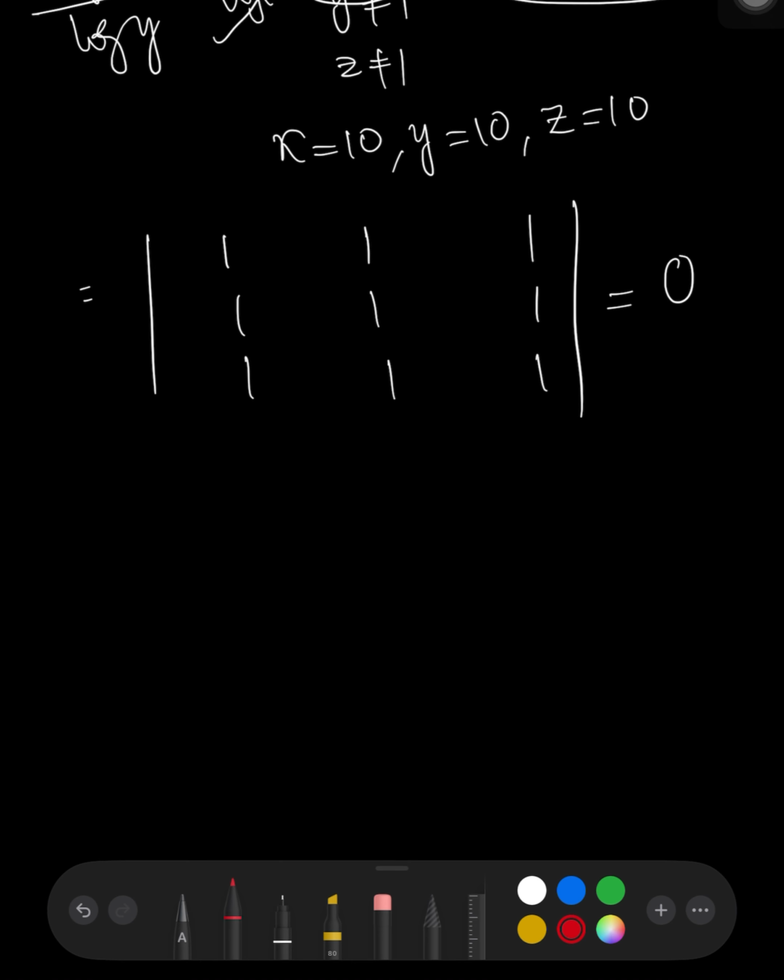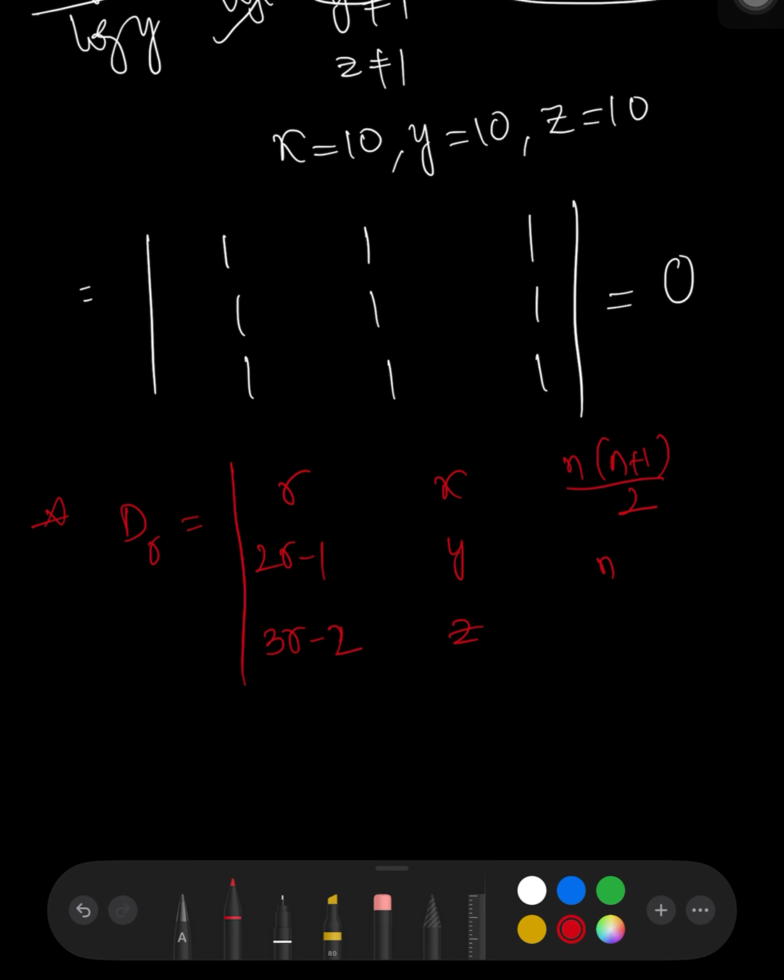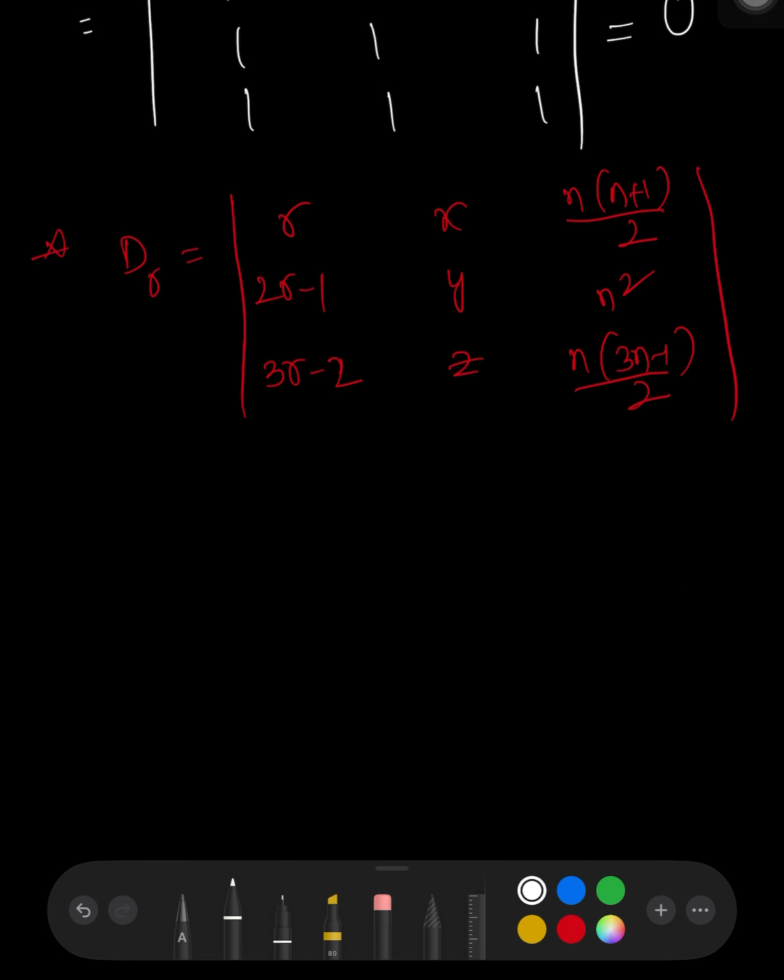Now move on to the next question. By seeing this, it is a very lengthy question, but it's a very simple question. The rows are r, 2r minus 1, 3r minus 2, then x, y, z, and then n into n plus 1 by 2, n square, n into 3n minus 1 by 2. To solve this question, we need to find the sum of dr for r equal to 1 to n.